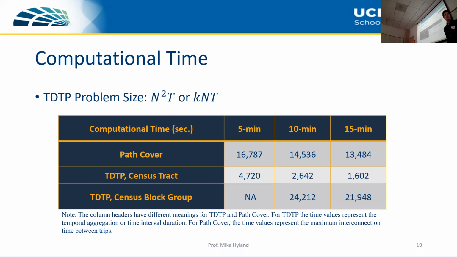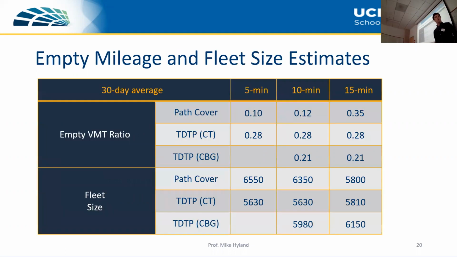You can see that if we have a relatively large spatial aggregation, which is the census tract, it's about 1/10, 1/20th of the time of the path cover approach. But if we have a finer spatial resolution at the census block group, then our computational times are actually slightly larger than the path cover approach. But on our end, we can control this. We can select how big our zones are. So depending on how much computational power you have and how much time you have, you can choose an appropriate zoning system.